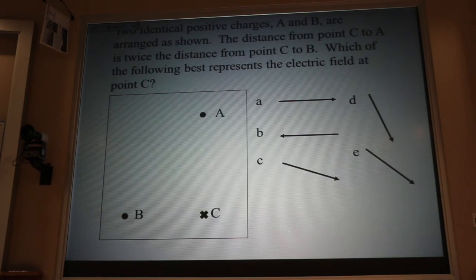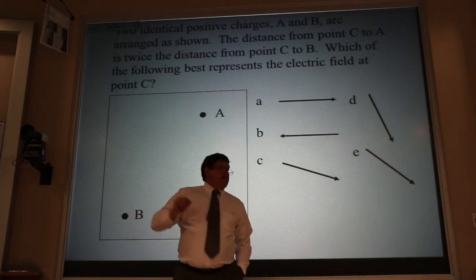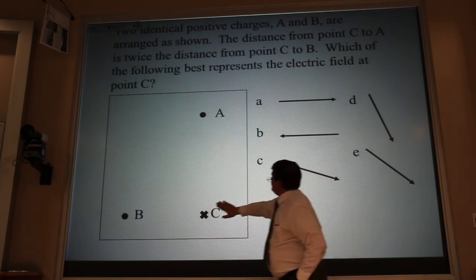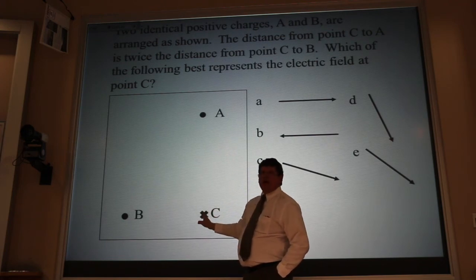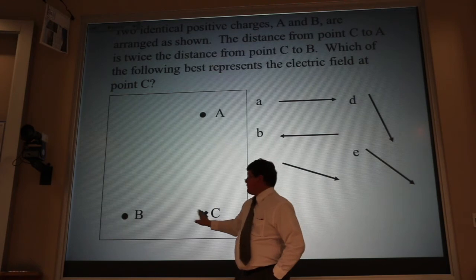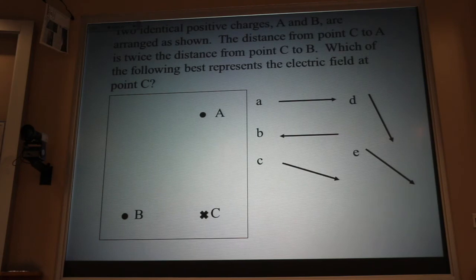Okay, with your clicker, I have two identical positive charges, A and B, fixed in place at these locations. The distance from location C to charge A is twice the distance from location C to charge B. What's at the X? Nothing. Empty space. We pretend there's 1 Coulomb when we're finding the electric field, but in truth there's nothing but empty space. The X is a placeholder, an address, a mailbox.